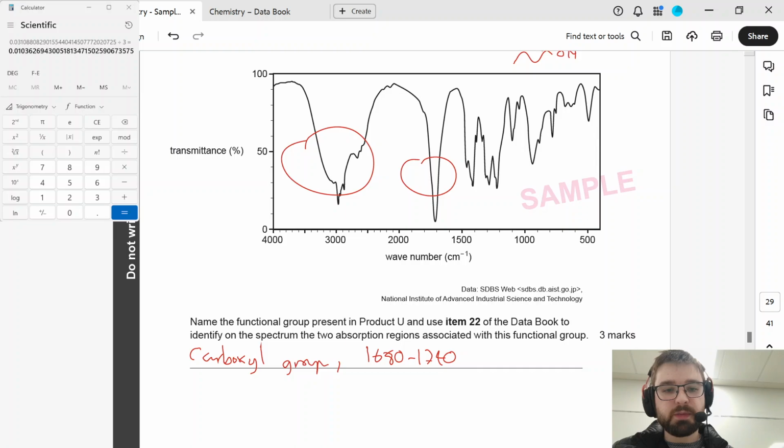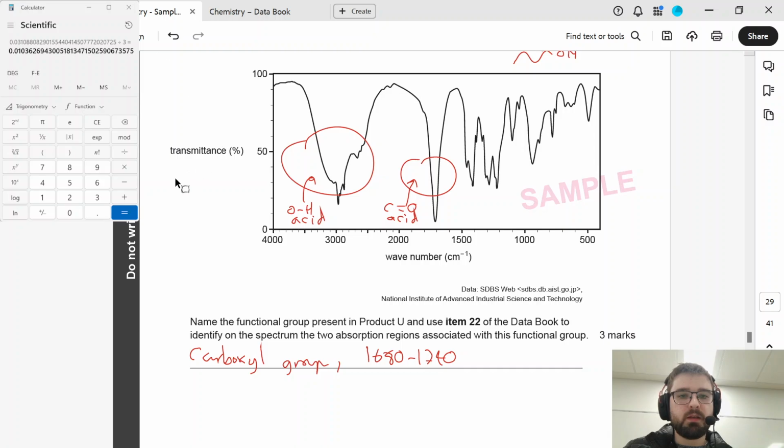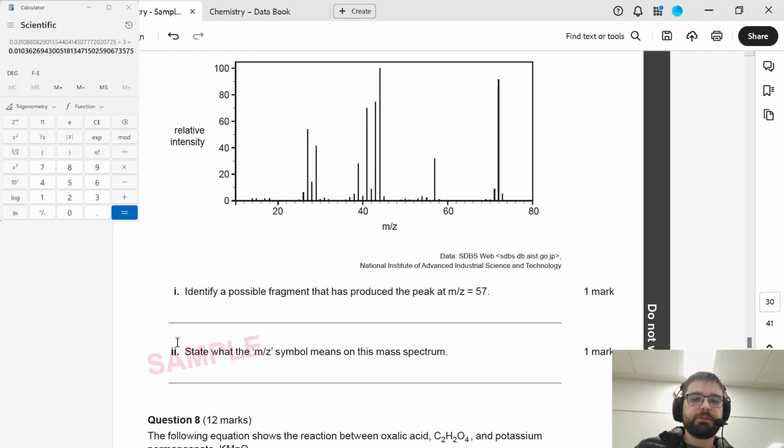Identifying the spectrum, the two absorption regions. Do they say acid in here now? Oh, they do. Yeah. And there we go. That's a very generous 3 marks. You had to fully explain IR for the 3 marks for this bit last year. Not that this is the actual exam anyway.